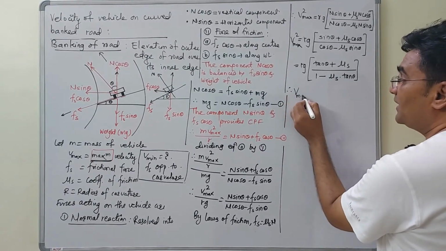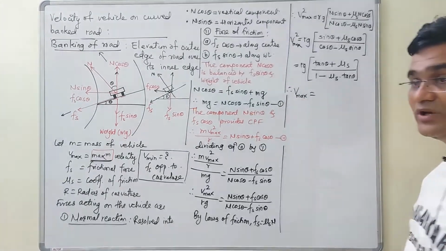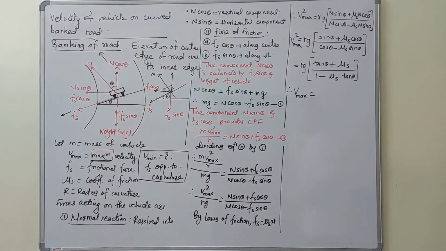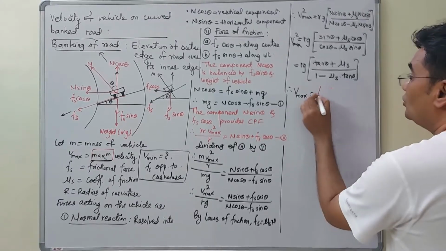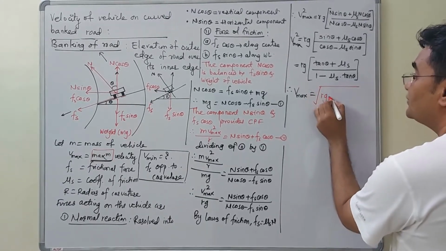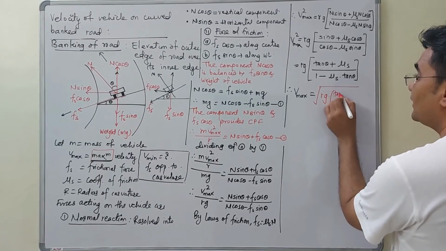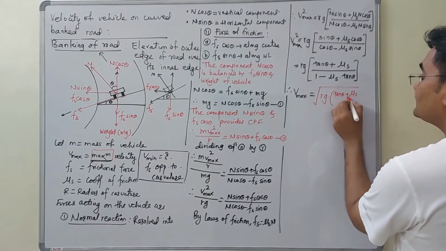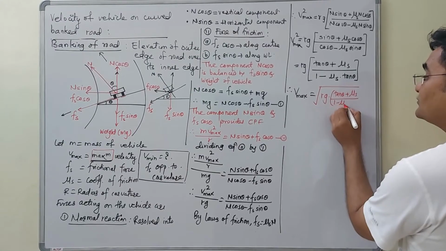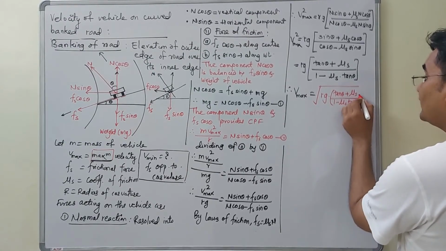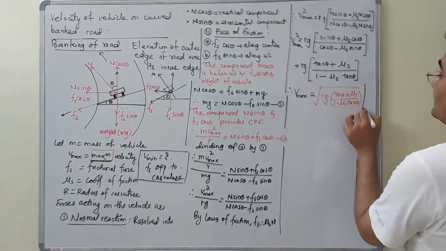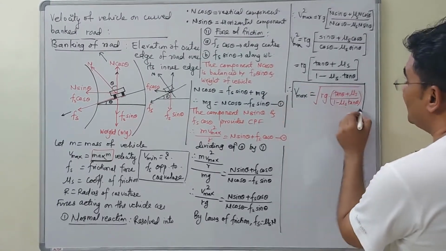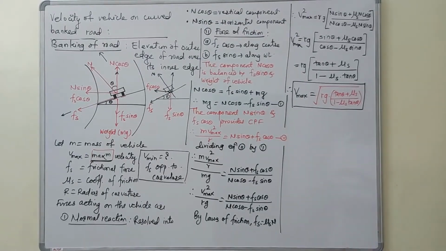Therefore, V max is equal to root of Rg times tan theta plus mu s divided by 1 minus mu s into tan theta. This formula is considered the formula for the maximum safe speed of a vehicle moving along a curved banked road. Okay.